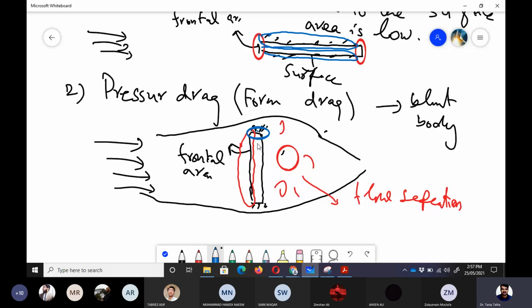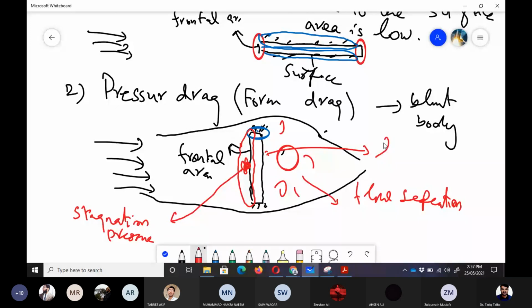So it means that streamlines divert and the flow separates. Now, what is the consequence of this flow separation behind the blunt body? At the front we have stagnation pressure, which is the maximum pressure, and here, because of the flow separation, we have low pressure.